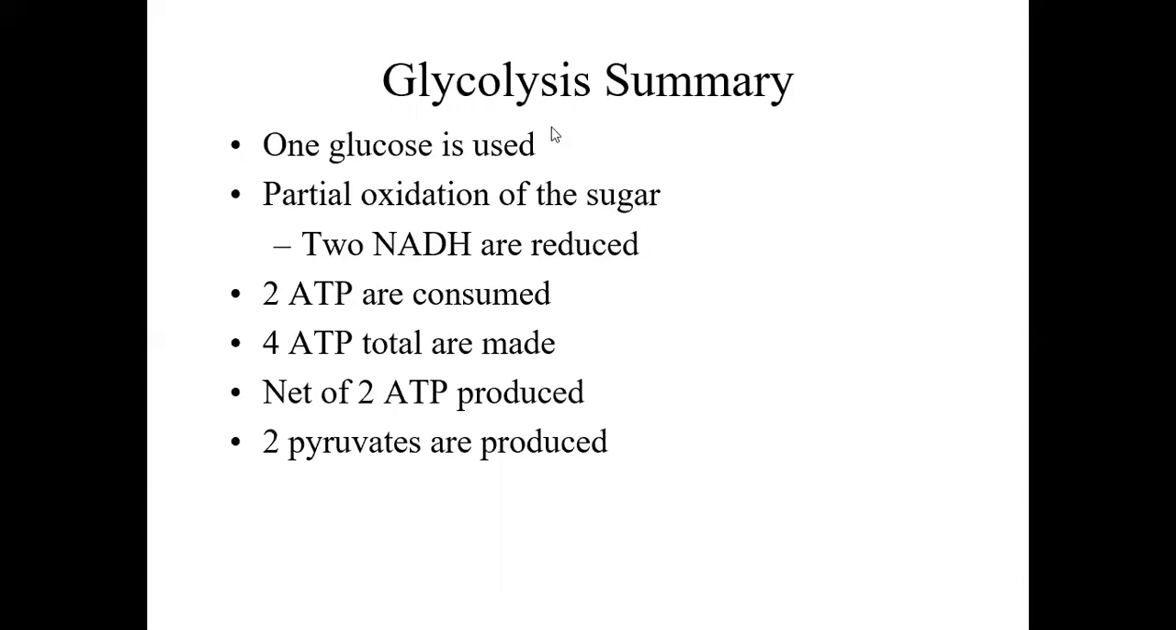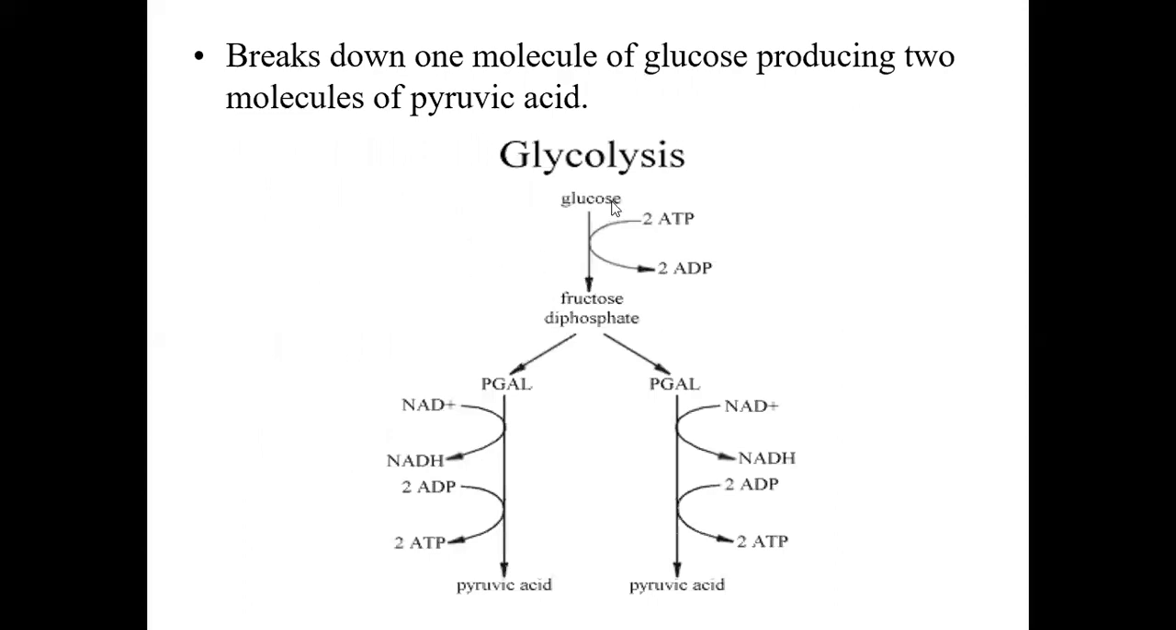The first one, which we've already talked about, is that one molecule of glucose is used. The second thing is that this partially oxidizes that sugar. It partially breaks down the glucose. What I mean by that is at the end of this process, you're left with pyruvic acid. There's still more energy associated with pyruvic acid. So you haven't completed the process of ATP production yet. You've only partially started it.